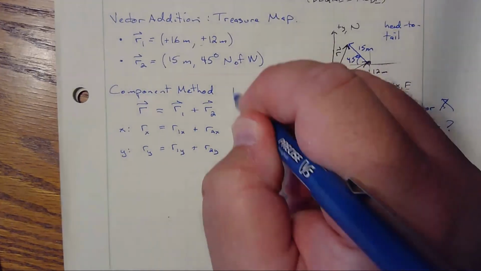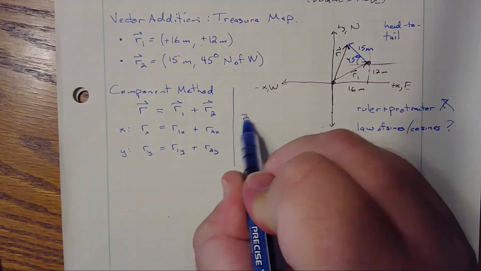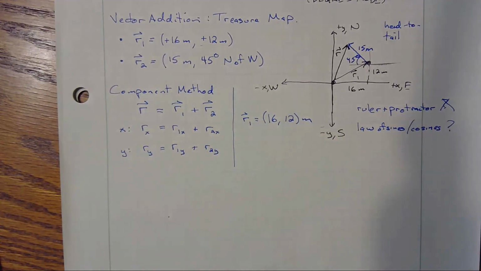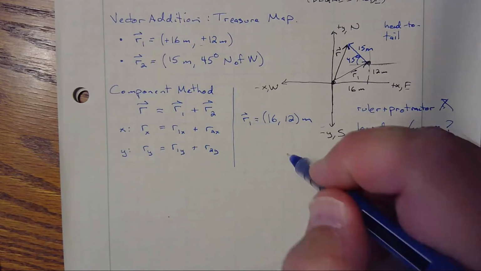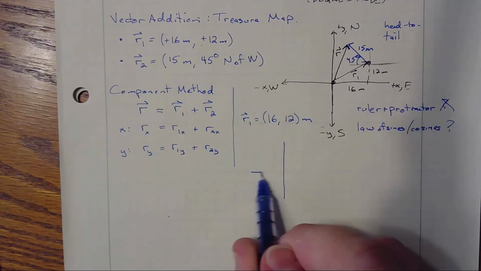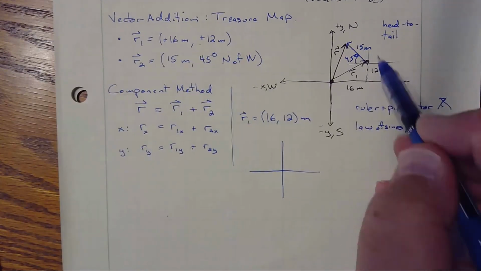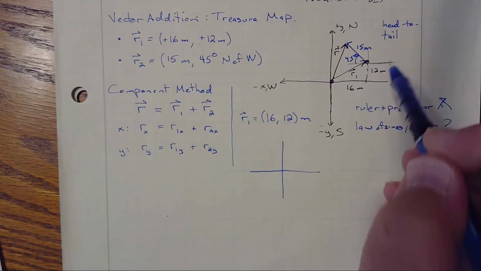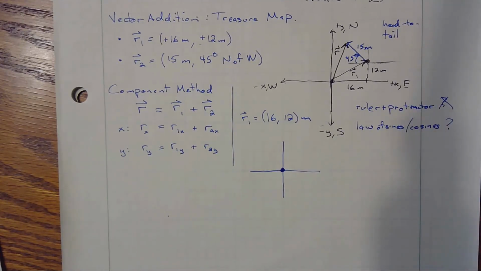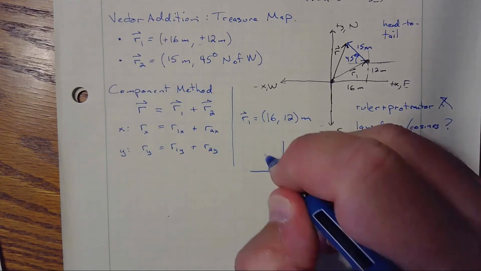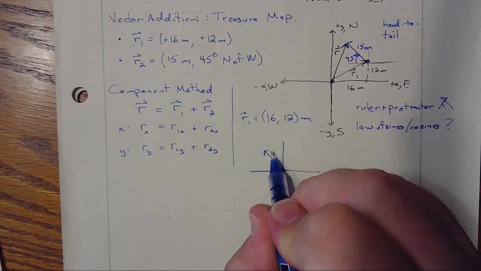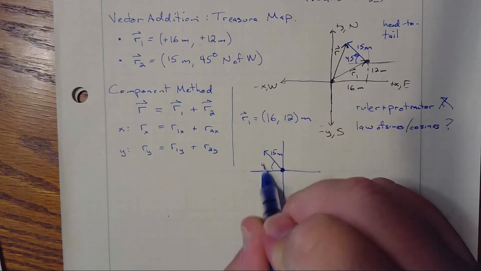We've already determined the components of our vector r1. We did that above. So r1 is equal to 16 and 12 meters. So we already have those numbers. Now we have to find the components of our vector r2. When I drew it up here, I pretended there was another little set of axes there. But since I'm just interested in components, coordinate systems are free. I'll just draw its own set of axes and redraw my vector over here. We said this was 15 meters, and this was 45 degrees.